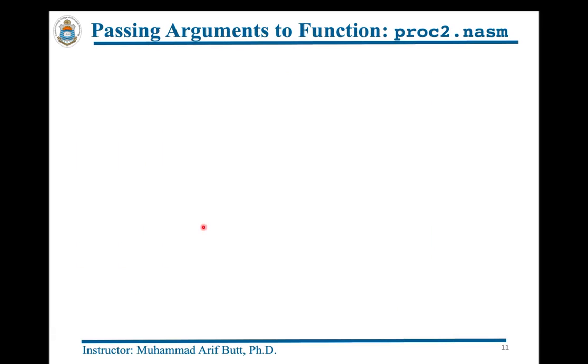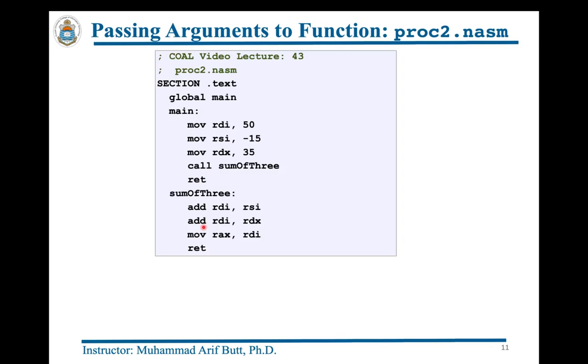Okay, dear students, now we have a fair idea as to how an assembly program or assembly function returns a value to its caller. It is time to understand how we can pass arguments to an assembly function. Well, consider this assembly program having two functions. main, that is called by the C runtime environment. That is why I have declared it with the global keyword over here. And another function named sum of three, that is called from within this source file over here.